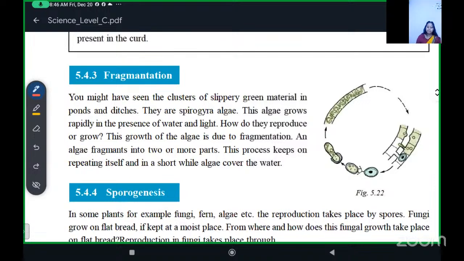Then we have fragmentation. This is algae. The algae divides itself into fragments, and those fragments again divide into two or more parts, and then they keep spreading. The split parts grow and form fragments, and they again split, and this process keeps going on while the algae grows.